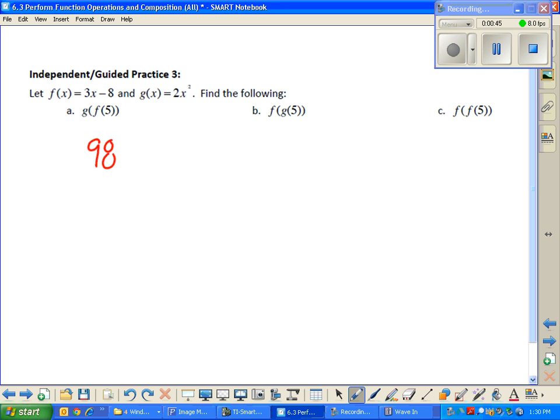All I did was I evaluated f of 5 and I got 7, and then I just evaluated g at 7, so g of 7 ended up being 98. For part B, I got 142 as my answer.